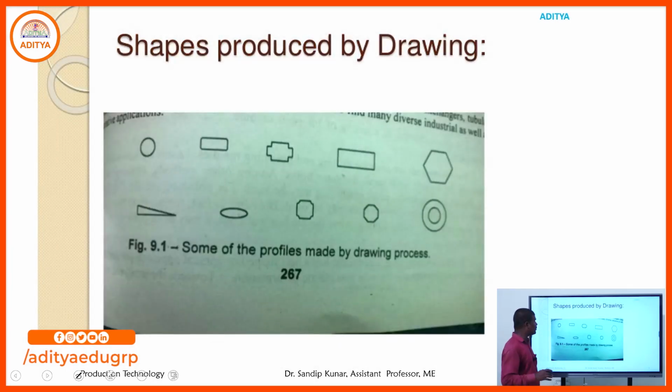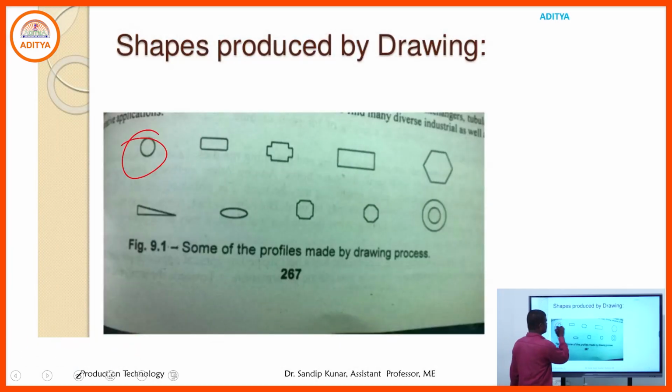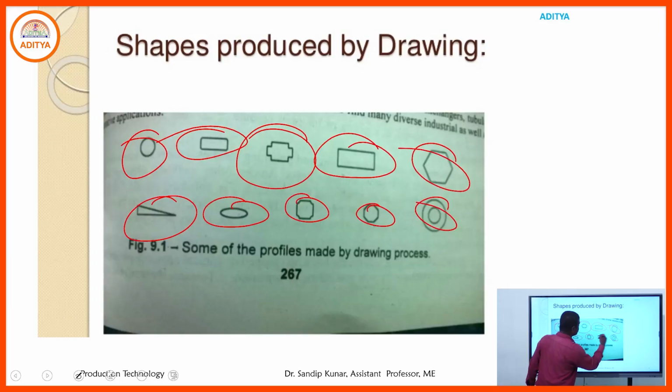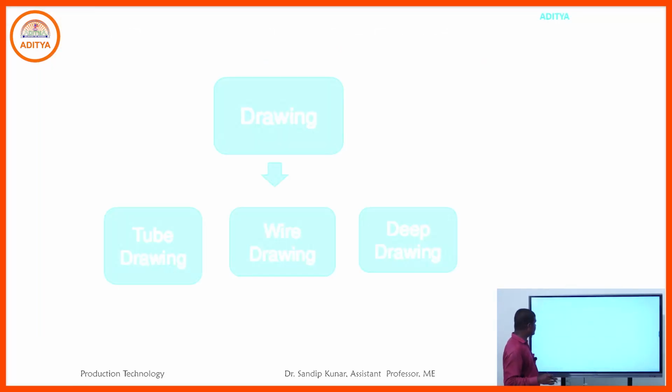Different shapes can be produced by the drawing process: circular, rectangular and other shapes. The shape depends upon the shape design of the die. Whichever shape is required in the wire, on that basis we design the die.